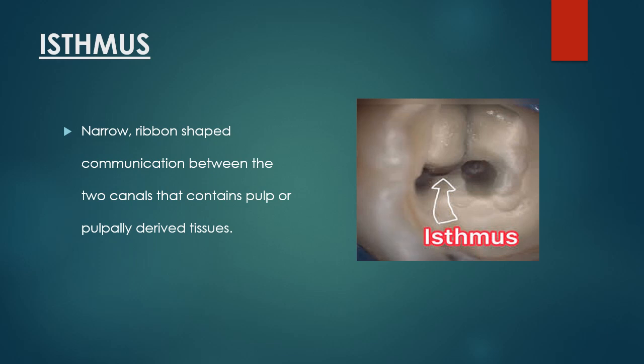Coming to the isthmus. Isthmus is nothing but the communication between the two canals. A narrow ribbon-shaped communication which is present between the root canals is called the isthmus.